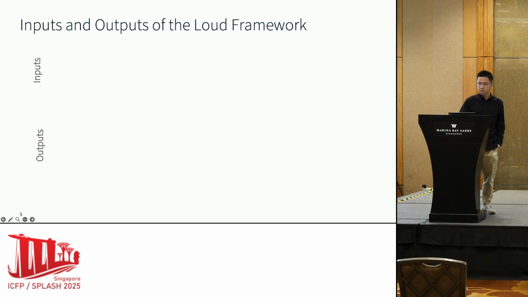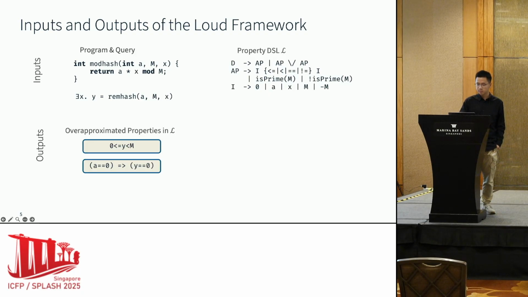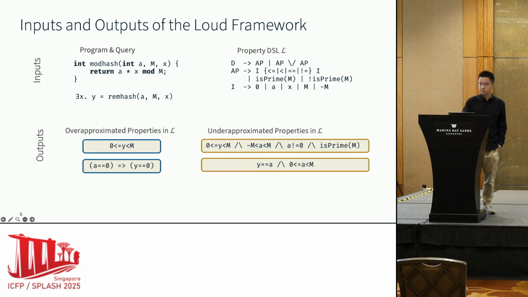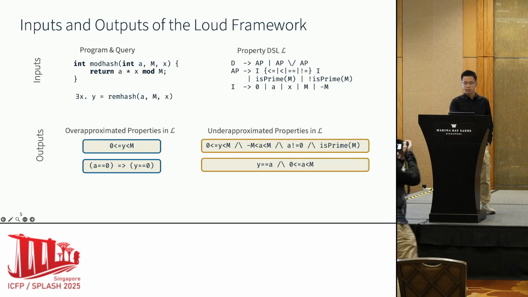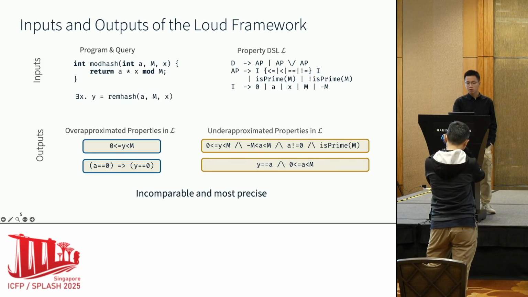So the LOUD framework takes as input a program and assertion language, and it produces two things: safety properties and reachability properties. The program also comes with a query that describes the relationship between input and output variables. And you can see that in the query, there is an existential quantifier to model the input. Moreover, those properties are required to be incomparable and most precise.